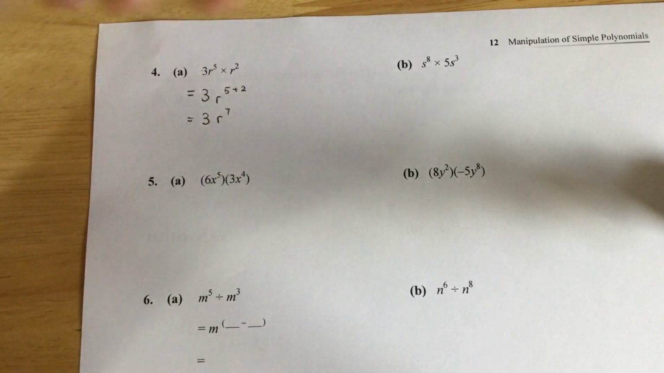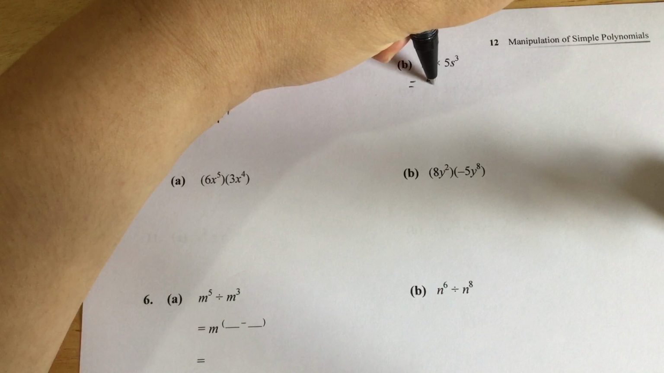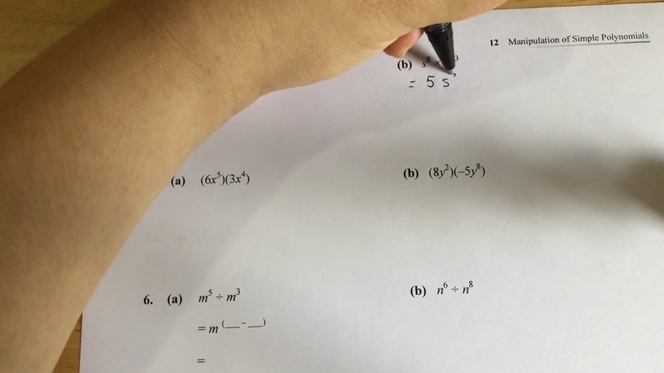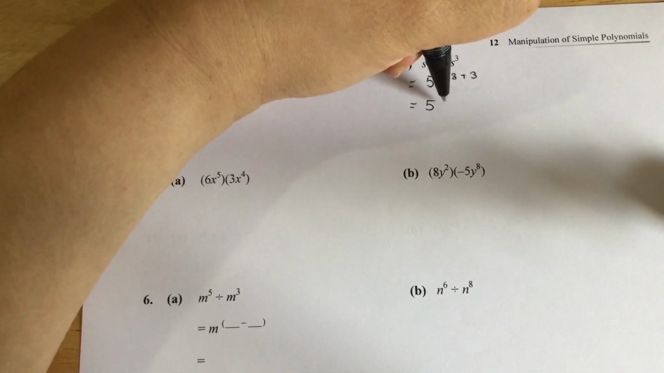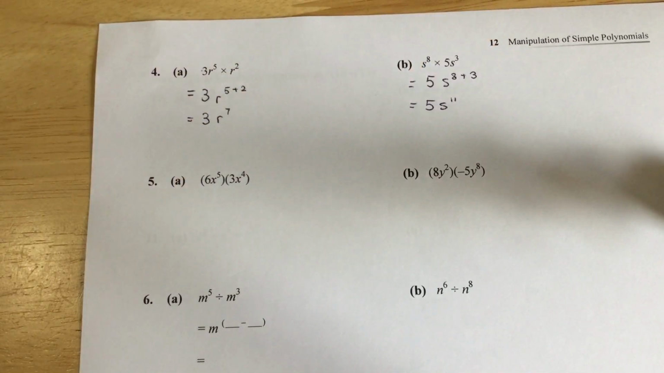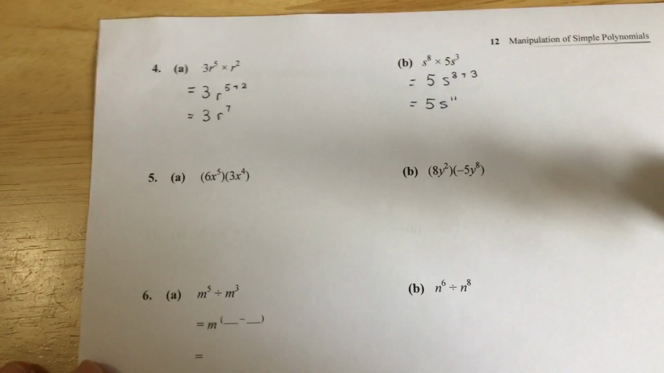Okay, now what about this one? The answer for this one, you know that this is 5s. So we have 5s with the power 8 plus 3. So this is 5s with the power 11. So you can solve the problem like this. Okay, now let's go to question 5.